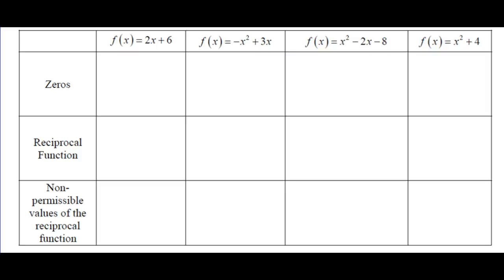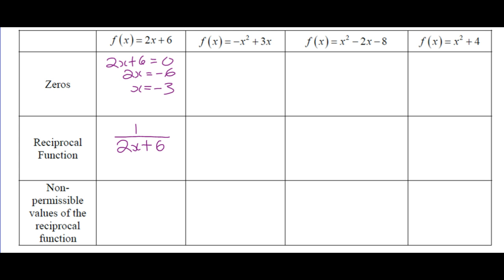Yeah, so here's what we're going to do, right? Take your time doing this, it's not a big deal. You've got to write it out. So what do we want? We want 2x plus 6 to equal 0. So then 2x is negative 6, x is negative 3. What's the reciprocal function for 2x plus 6? 1 over 2x plus 6, right?